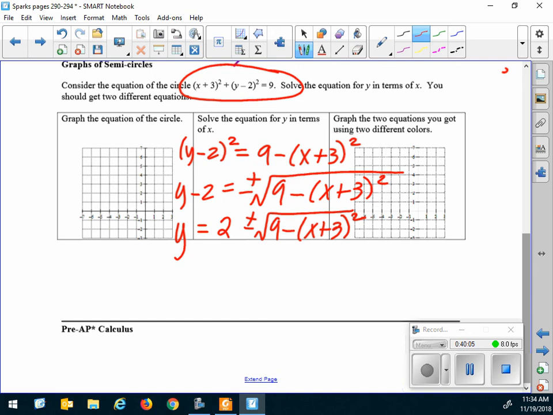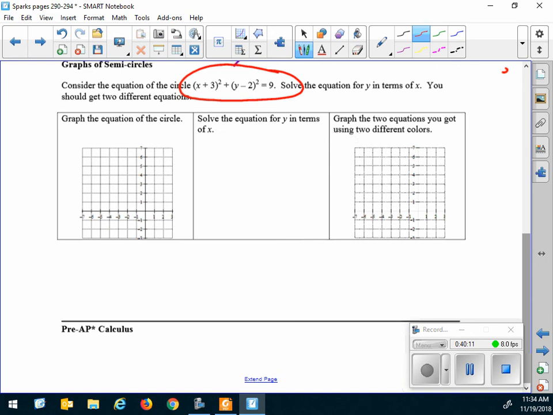Now, if you look right here, you got this, right? I got to erase because I write too big. It says graph the two equations you got using two different colors. Well, I didn't give you two different colors. Let's graph the whole function over here. What's the circle? What's the center? Negative 3, 2. What's the radius? Radius is 3. 1, 2, 3.